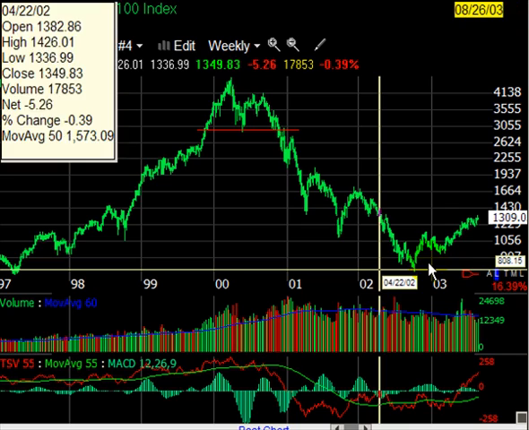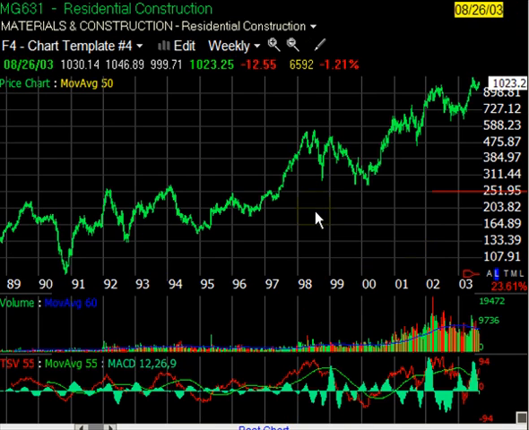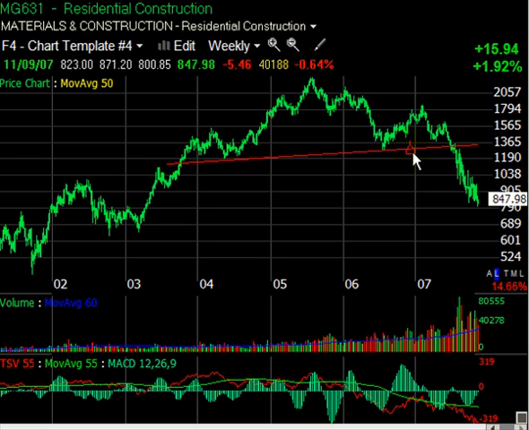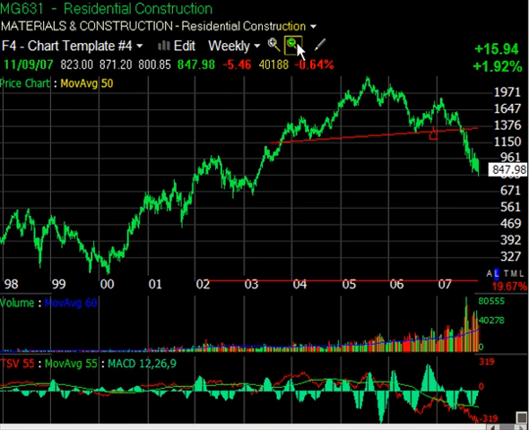So if you're thinking it's not possible that real estate can go that much lower, I'll tell you, this is one of the most reliable patterns in technical analysis, and it suggests that we are just getting started in residential construction decline.